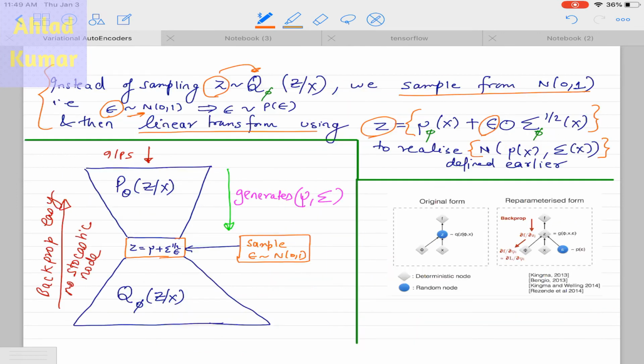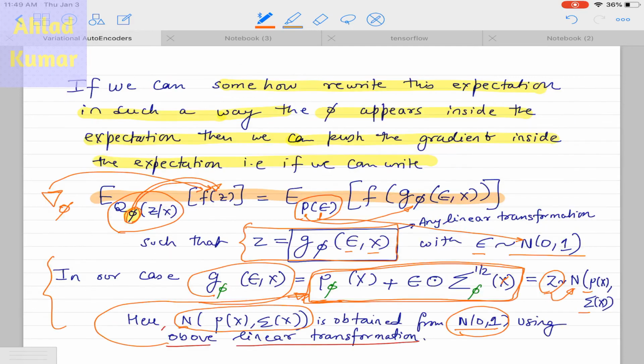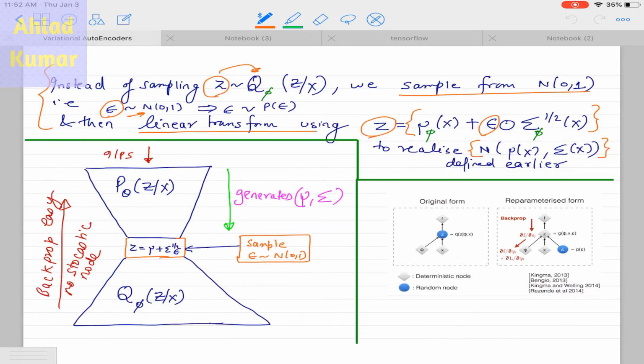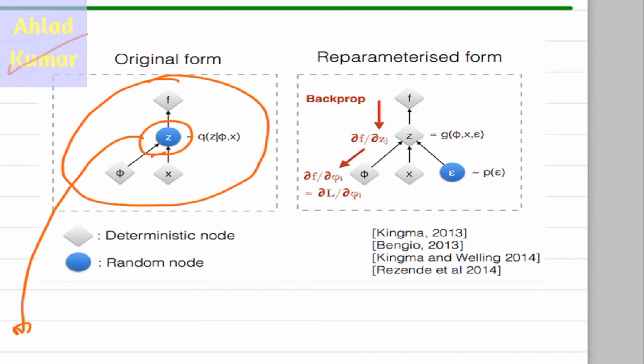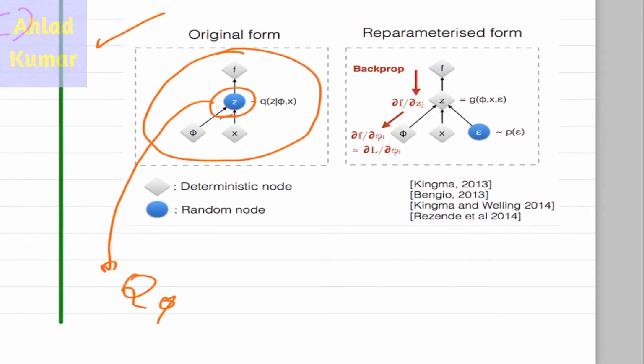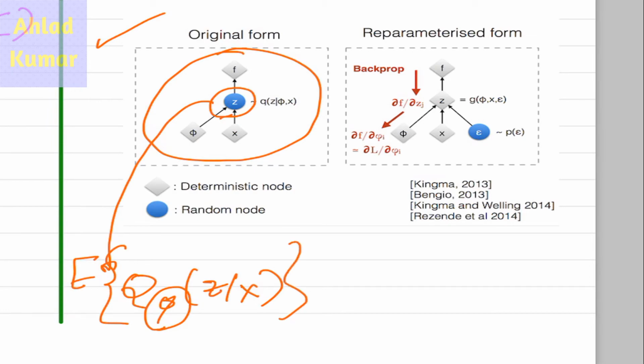So what is this process now? This is basically a reparametrization technique where you have shifted this problematic node to this part of the argument. By visualizing it graphically, you can see that in the original form, this node was the stochastic node. By saying that it's a stochastic node, it means you are sampling z from q phi of z given x, and phi was appearing in the distribution over which the expectation was taken. So it's a stochastic node.